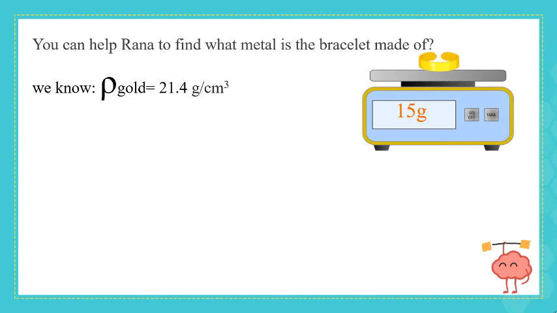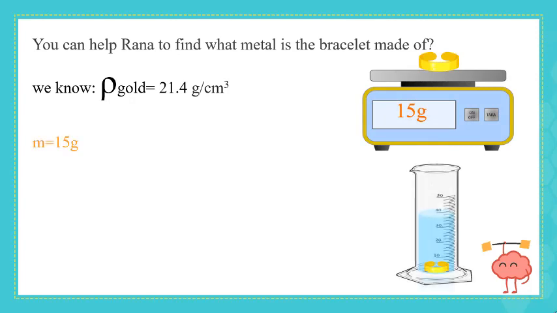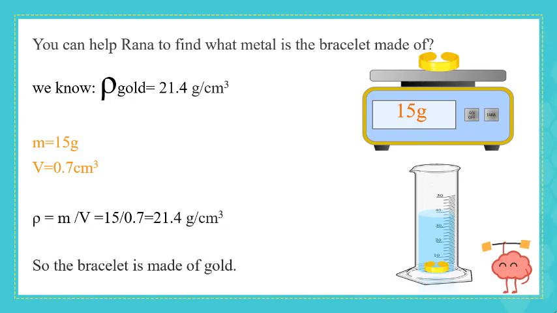The mass of this bracelet is equal to 15 gram. Its volume is equal to 0.7 centimeter cube. Then its density will be, by dividing the mass and the volume, 15 over 0.7 to get 21.4 gram per centimeter cube, that is equal to the density of the gold, so the bracelet is made up of gold.